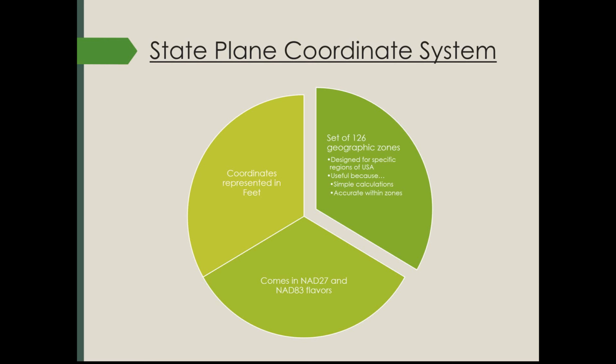The state plane coordinate system is a set of 126 geographic zones that cover the United States of America. Each zone is designed specially for the region of the United States that it's covering, and is useful because it allows for simple calculations and is reasonably accurate within each zone. In the state plane coordinate system, coordinates are always positive inside each zone. The state plane coordinate system can be used off of NAD27 and NAD83 datums, and the coordinates are represented and measured in feet.